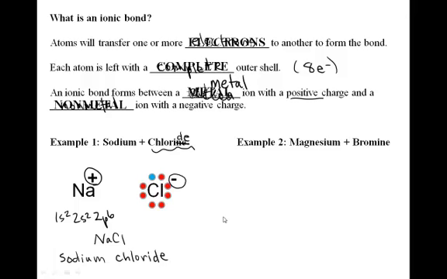Magnesium has how many valence electrons? It's an alkaline earth metal in group 2. So if we count over from left to right, we only go 2 spaces. So I drew 2 dots for magnesium. Bromine is a halogen like chlorine, so it has 7. Now this time I'm going to move this electron from magnesium to bromine.